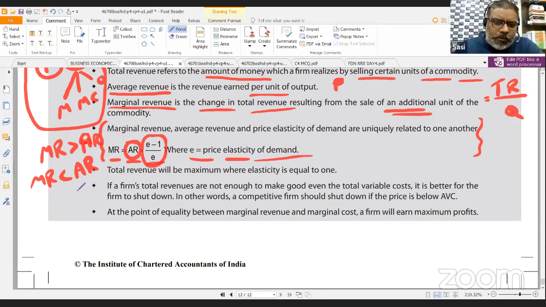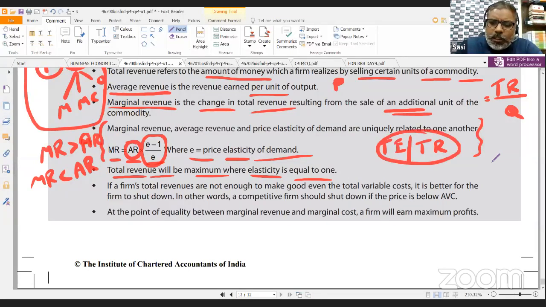And the total revenue will be maximum where the elasticity is equal to 1. When the elasticity is equal to 1, the total revenue will be maximum. That is another relationship we can say, but not about marginal and average, but that is related to total revenue. Where the elasticity is equal to 1, there the total revenue will be maximum. We also understood how the elasticity of demand will have an impact on the total revenue earlier, but that was in the form of total expenditure for a consumer or total revenue for a producer.